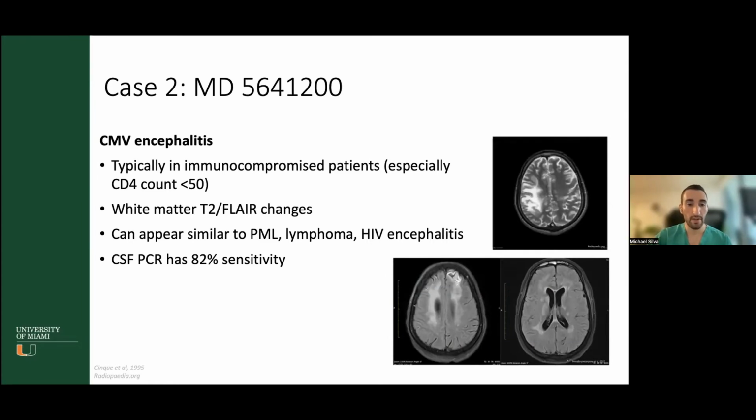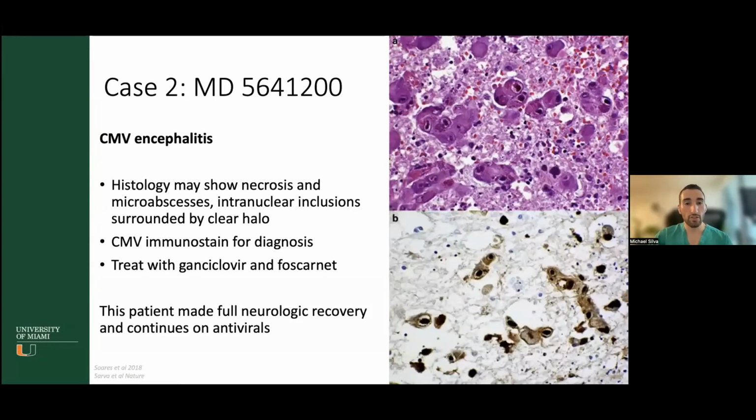Interestingly, the CSF in this patient did not come back, the PCR did not come back positive for CMV, but the sensitivity is only 82%. So this is a case that would fall into the category that was not picked up on CSF PCR. The histology, as Dr. Saad went through, common to have necrosis, as we saw in the previous slides with that area of hemorrhage and necrosis. Commonly, there are intranuclear inclusions with clear halo around them, and the CMV immunostain is really critical for the diagnosis.